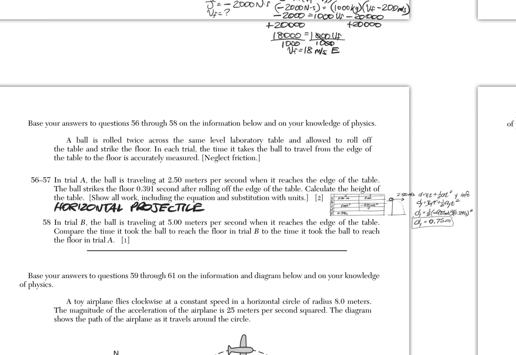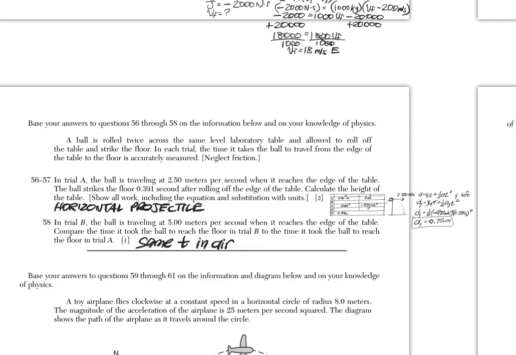Compare the time it took for the... Oh, in trial B, it's going twice as fast. Compare the time it took as compared to the first one. Time is going to be the same. Same time in air. Now it says compare. It doesn't say explain, so you don't actually have to explain it.